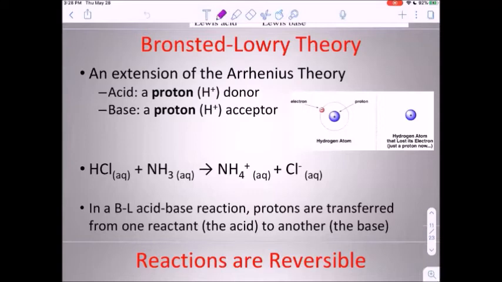So in this scenario, we can look and see that my HCl loses its proton. On the right-hand side, it's just Cl minus. That makes this the proton donor, so this would be the acid. And my NH3 becomes NH4, making it the acceptor. So this would be the base by this definition. So in this reaction, our protons are transferred from one to the other.